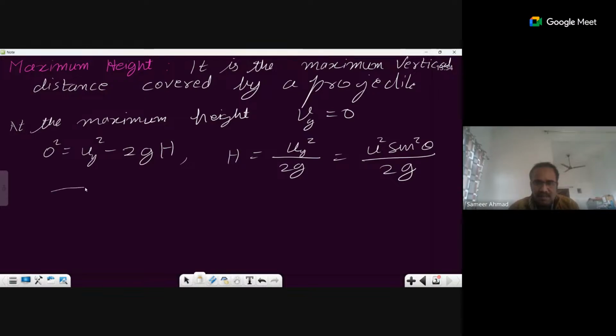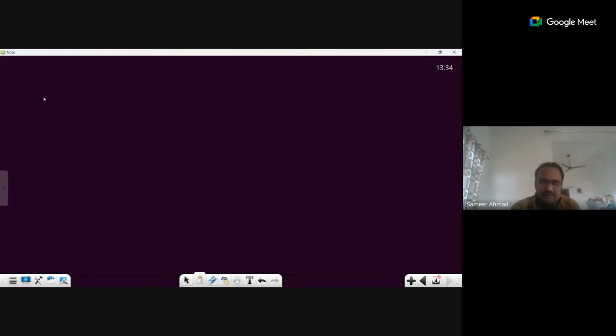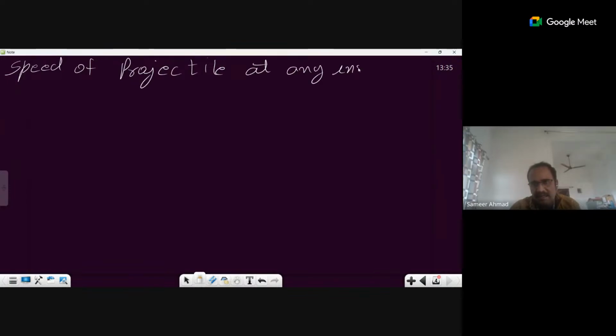Now let us determine the speed of the projectile at any instant t. So for a time instant t, what is the speed of the projectile?